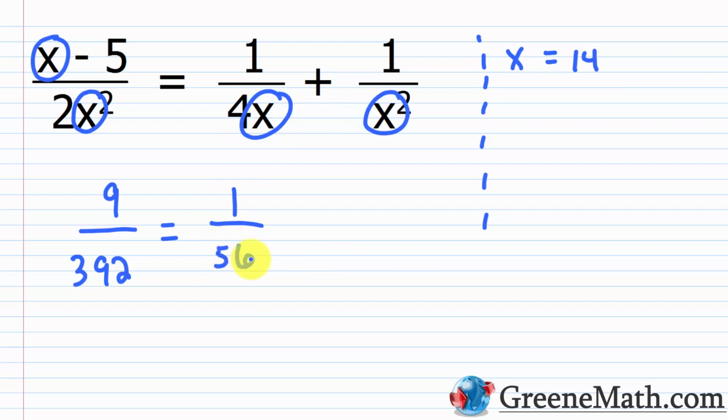Then plus, I've got 1 over 14 squared, which we know is 196. Okay, so do we have the same value on the left and the right? Well, let's go ahead and combine these fractions here on the right and see what we get.